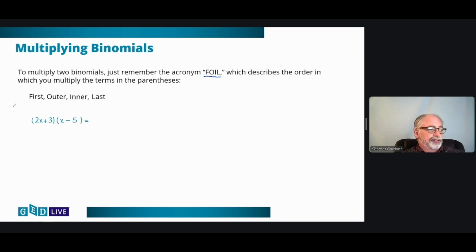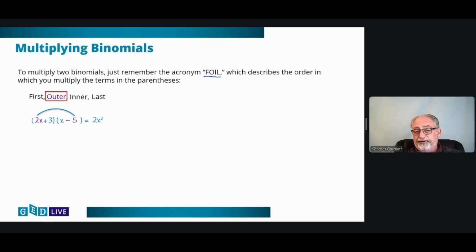In other words, we're going to start by multiplying the first term in each of our parentheses together. This is a first term, this is a first term. So 2x times x is 2x squared, because x times x is x squared. Okay, then we do outer. So outer is 2x times negative 5.